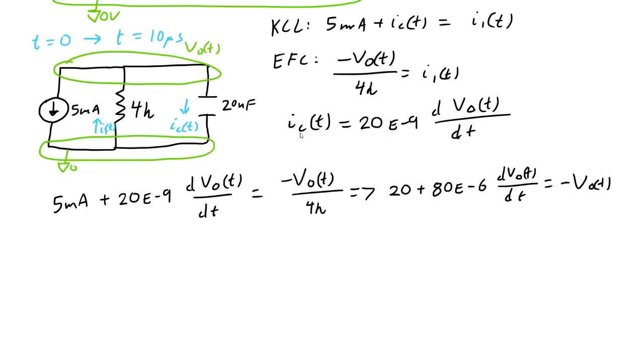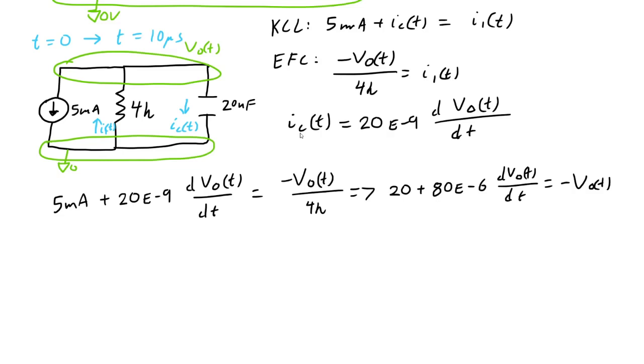Wait, hold on. 20. I'll just leave it as this for now. So we'll say that 20 divided by tau is 25,000. Divide both sides by 80. Yeah, just want to make sure our math worked out.